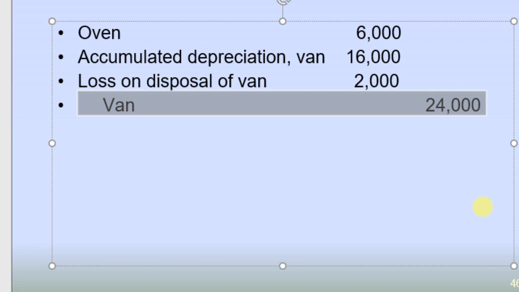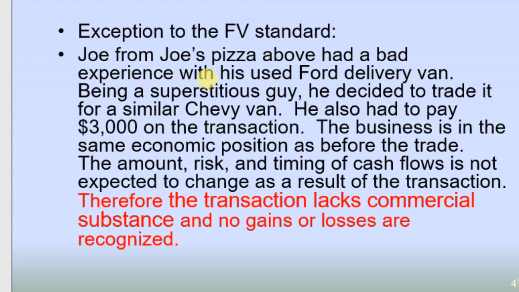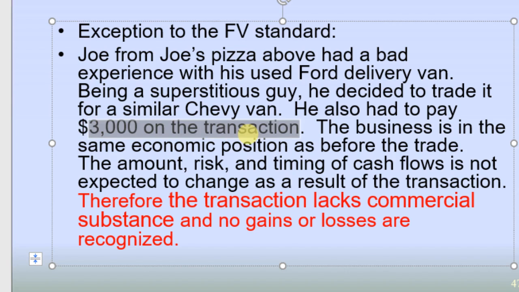We're using the fair value standard. Okay, so let's look at the exception one more time. This is obviously kind of a contrived example, but most times we do use the fair value standard. So here's what happens. He has an old Ford delivery van, and he had a bad experience with his Ford, and he's a little bit worried, or he's superstitious, so he decided he wanted to trade in his Ford and buy a Chevy. Now he didn't buy a new Chevy, he just basically traded in a used Ford for a used Chevy. He also had to pay $3,000. Somebody's going to make a profit in here, so he's kind of out of luck.